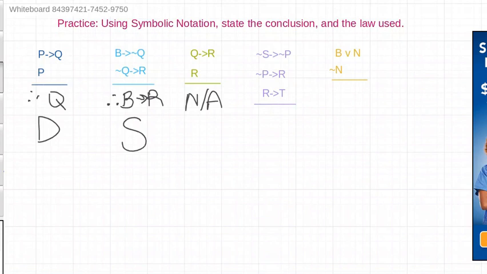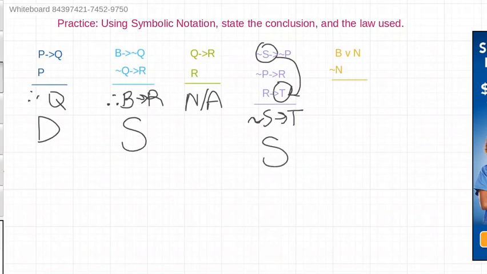Next one says, if not S, then not P. If not P, then R. If R, then T. Even though this is three statements, our laws can still work here. And it would be, therefore, if not S, then T. And our law would be syllogism.